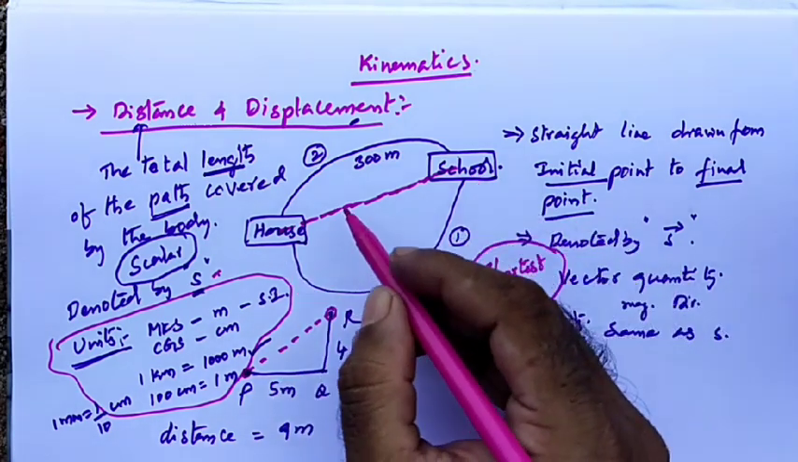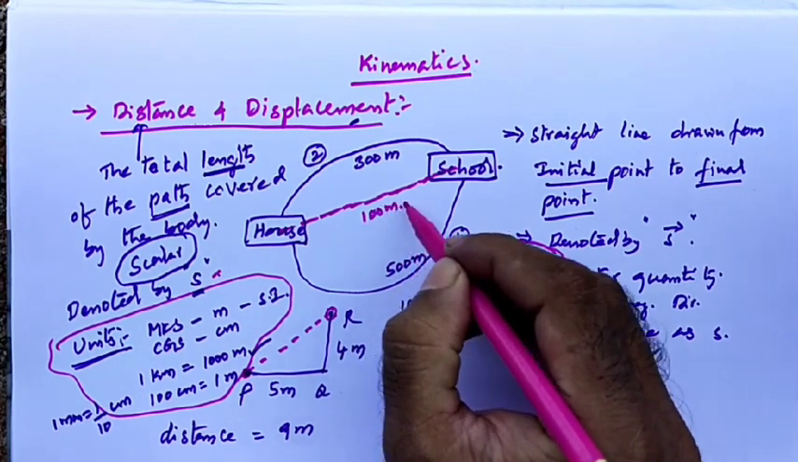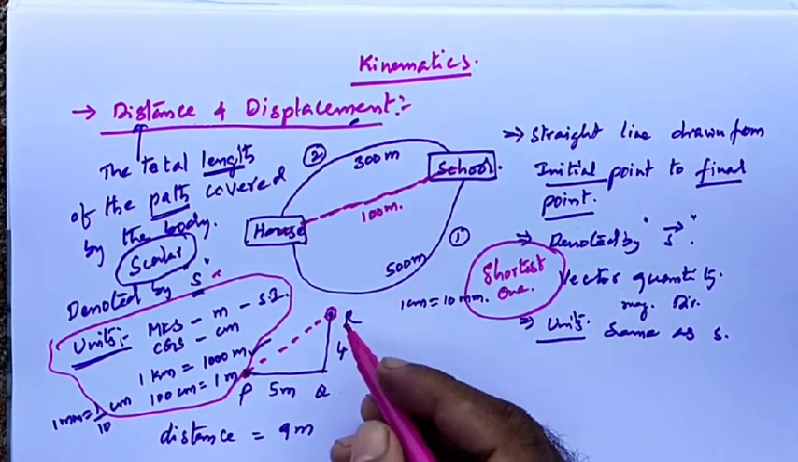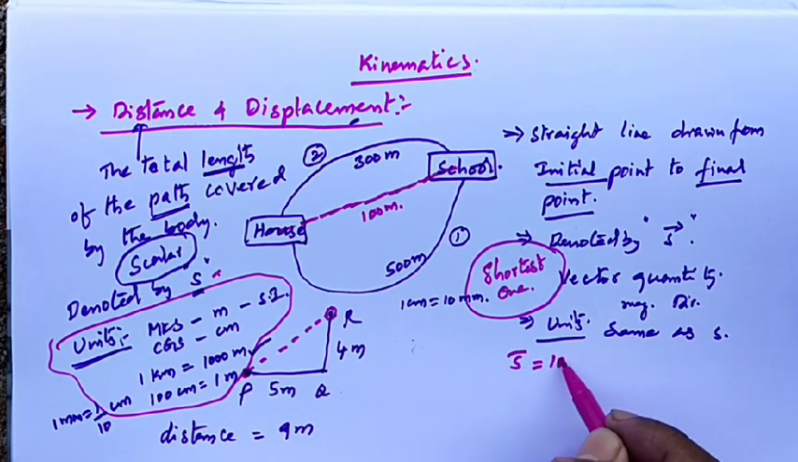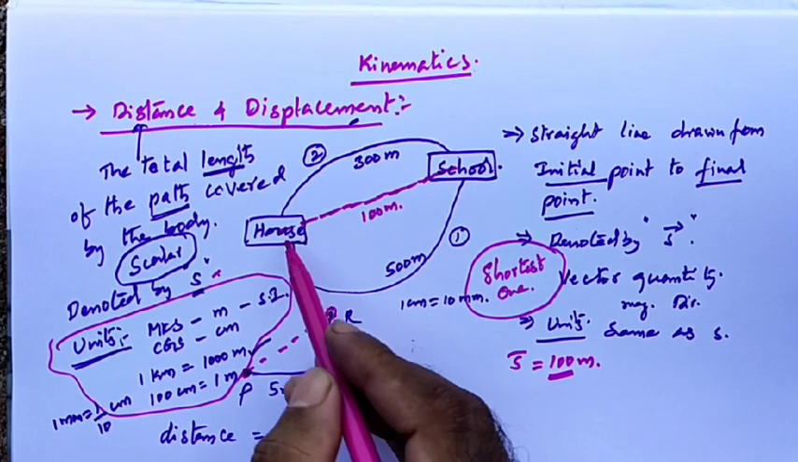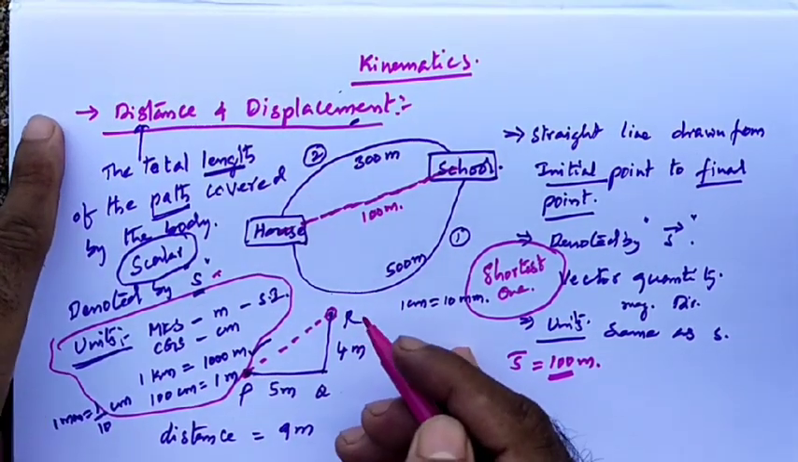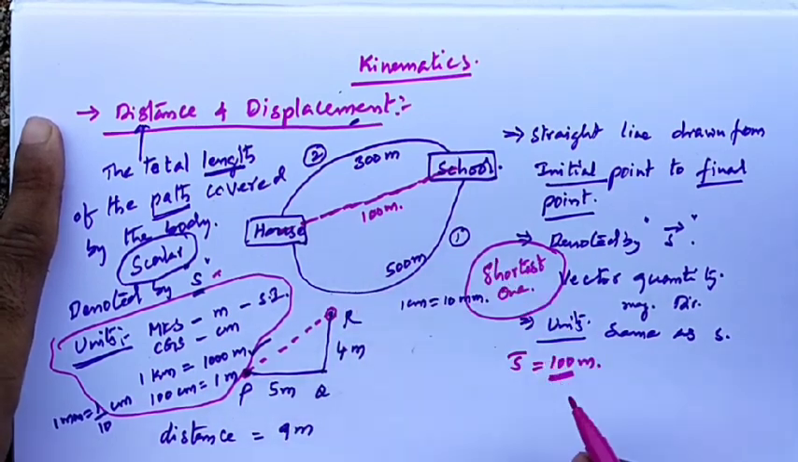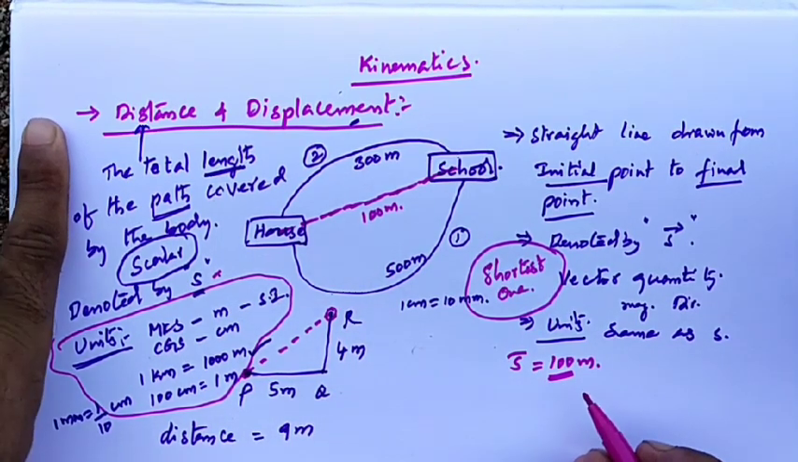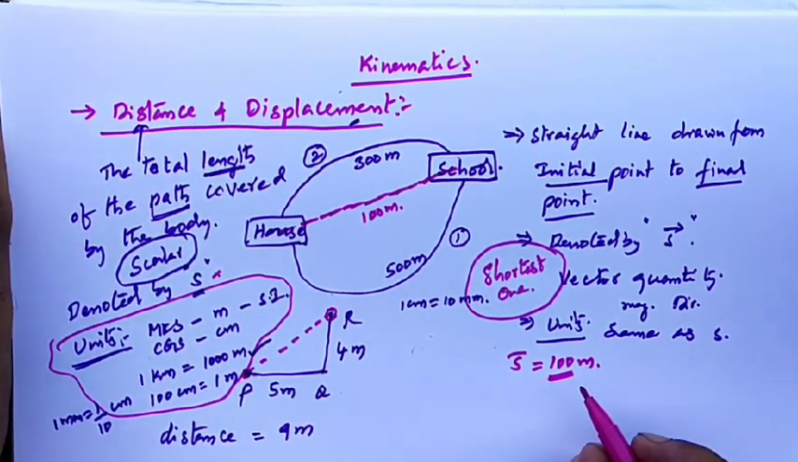Now here it may be 100 meters. In this case, what is the displacement? The displacement is just 100 meters. This 100 is the magnitude. Then what about direction? We can calculate the direction by using some mathematical tools. Direction is nothing but the angle, which we already discussed.